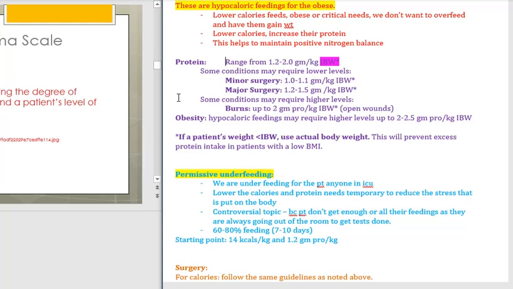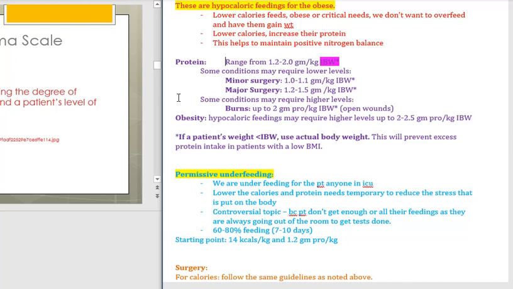Let me say it again. So say we're calculating protein. We're supposed to do it on ideal body weight. But you have a patient that weighs less than their ideal body weight. If I use ideal body weight to calculate protein, I've now given them too much protein per kilogram of their weight. So there's a tendency if I use ideal body weight and they weigh less, that I may overestimate their protein needs.